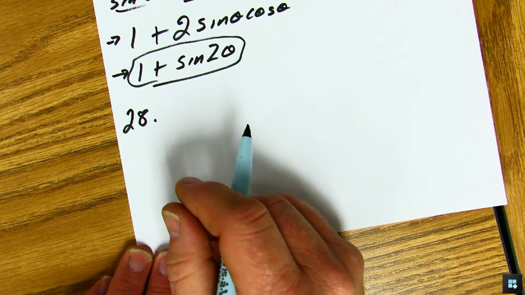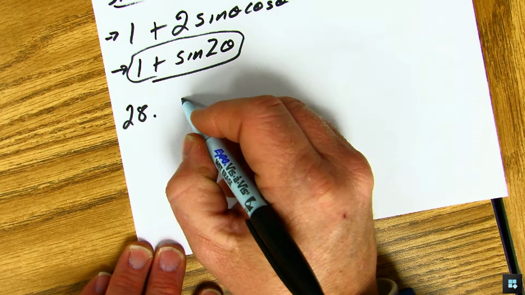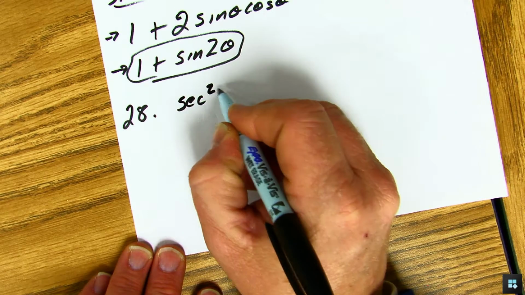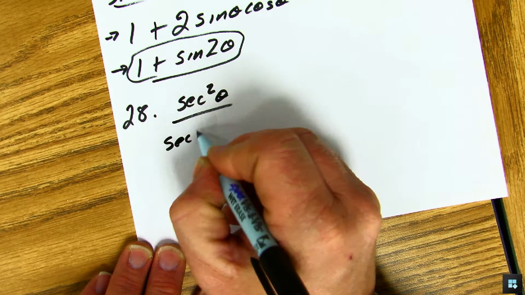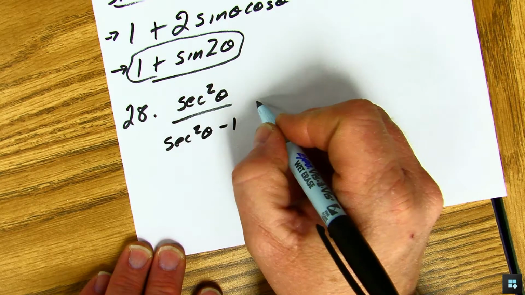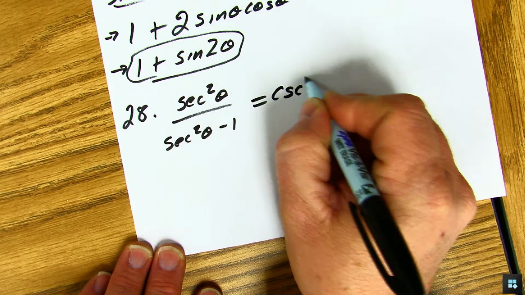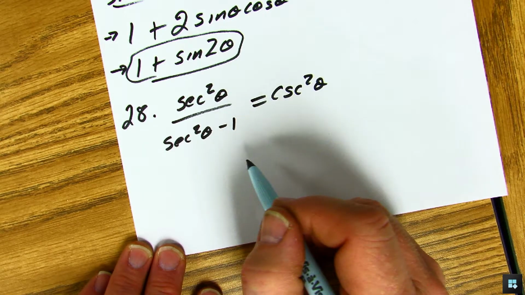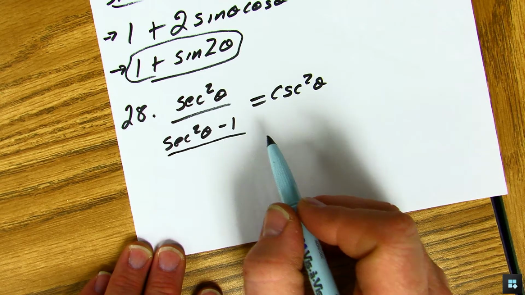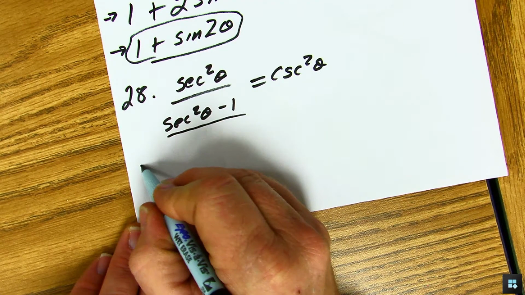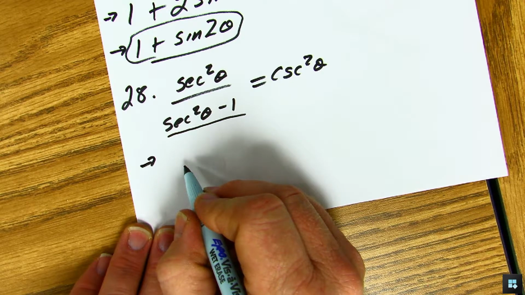Here we go. 28 says secant squared theta over secant squared theta minus 1 equals cosecant squared theta. Now you may not remember this, but secant squared theta minus 1 is the same thing as tangent squared theta. I'm not anticipating you necessarily remembering that. So let's look at what we got.